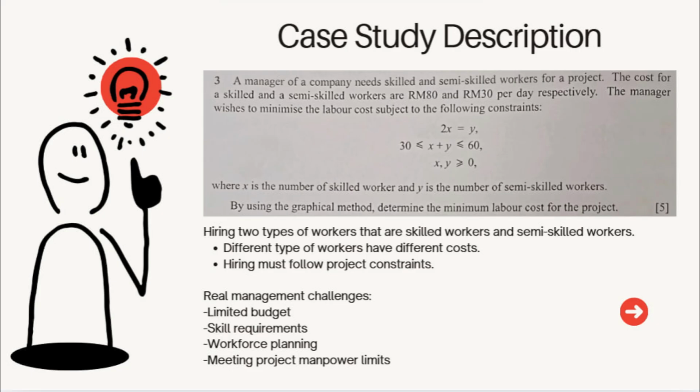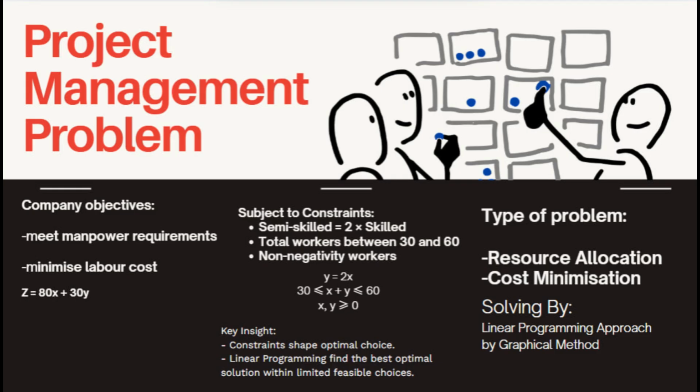Situations like this are everywhere: construction projects, manufacturing plants, event management, IT services. Anywhere you have to balance cost, capability, and manpower limits. By the end of this case, you will see exactly how linear programming turns these messy real-life restrictions into a clear, optimal hiring plan. The company aims to have enough workers to meet project requirements and minimize the total labor cost.